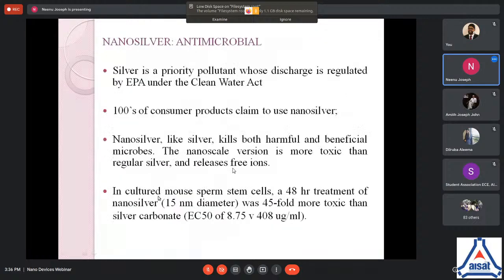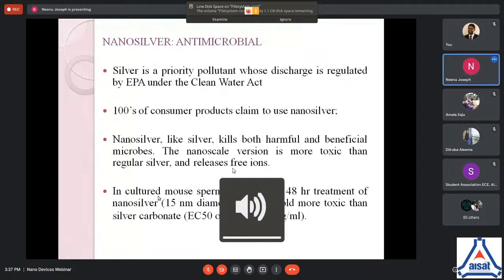And coming to nano silver, silver is a priority pollutant whose discharge is regulated by EPA under the Clean Water Act. Hundreds of consumer products claim to use nano silver. Nano silver is mainly used in food nanotechnology. Nano silver, like silver, kills both harmful and beneficial microbes; the nanoscale version is more toxic than regular silver. This is free ions. In cultured mouse stem cells, a 48-hour treatment of nanosilver was 45-fold more toxic than silver carbonate.